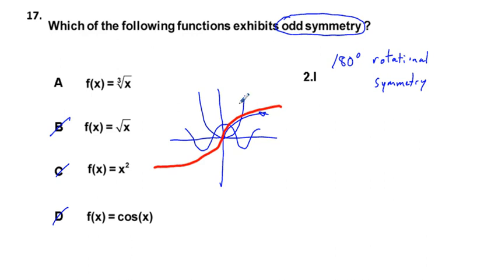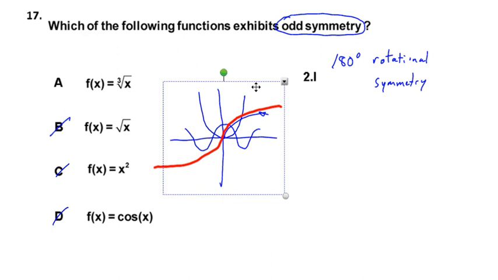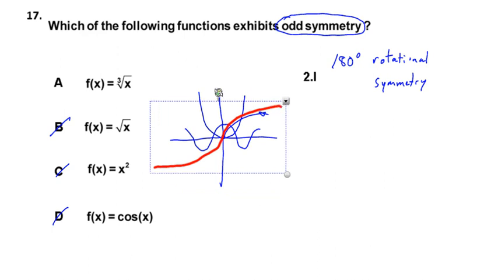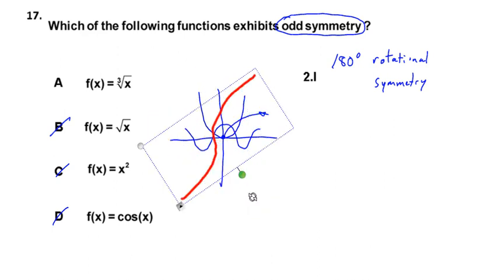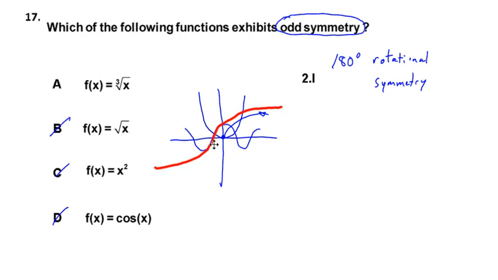Rotational symmetry. And I'm going to just see if we can do this. Oops, I got the wrong one. I want to get this one here. See, rotational symmetry. I didn't get it exactly right, but there it is. Answer choice A.